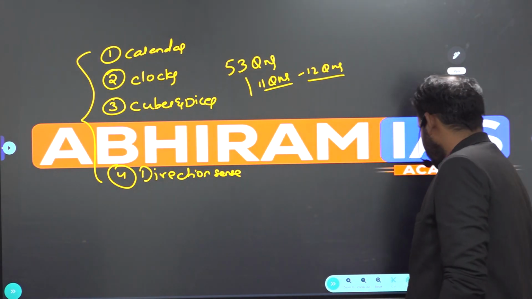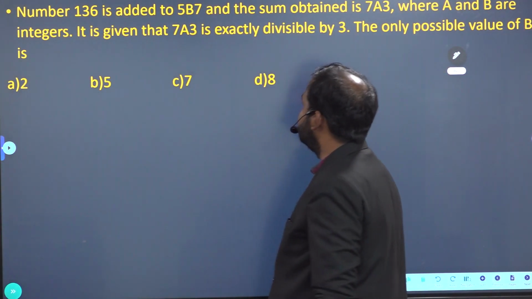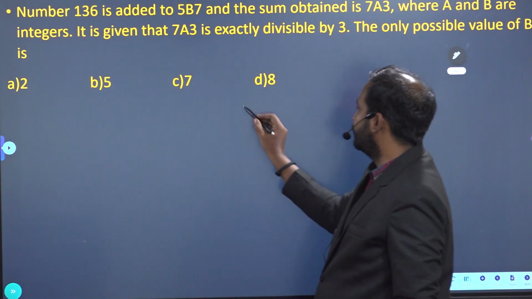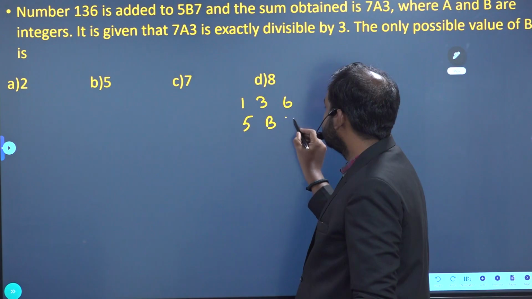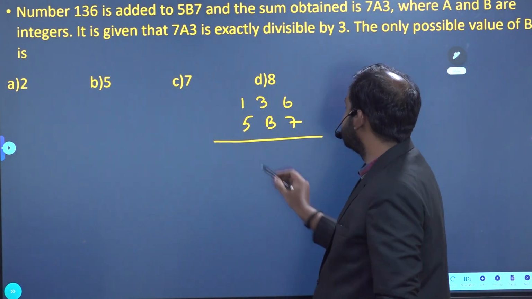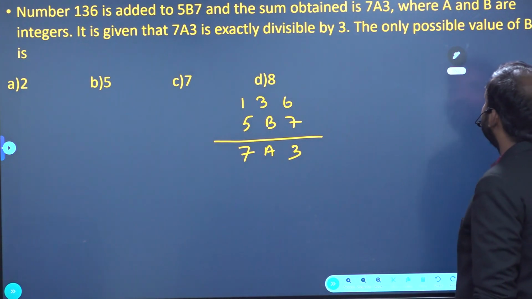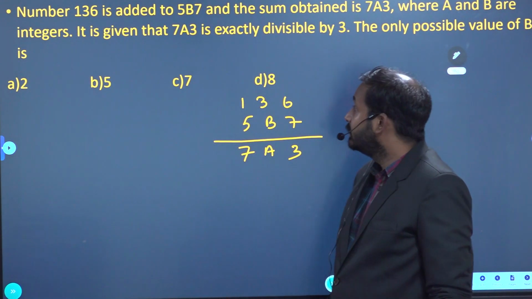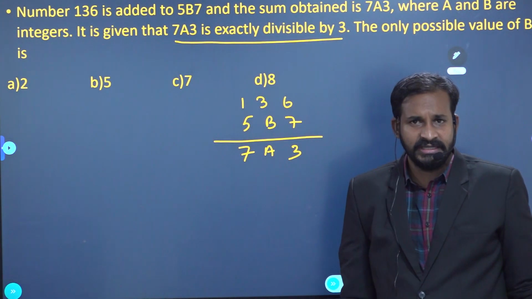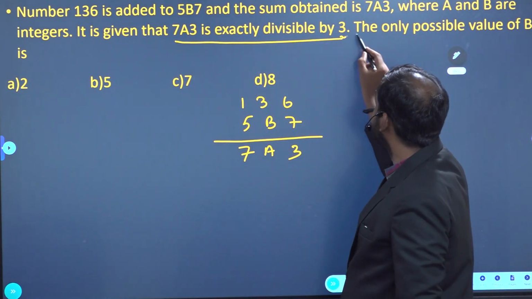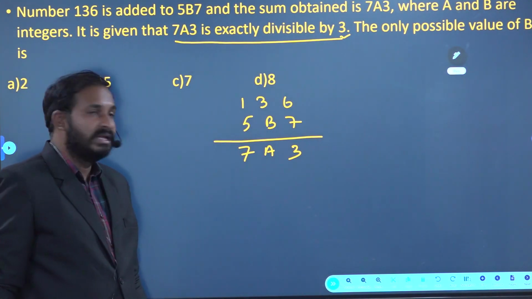Right. See here, the number 136 is added to 5b7 and the sum obtained is 7a3. Where a and b are integers, it is given that 7a3 is exactly divisible by 3. The only possible value of b is, they are asking us.